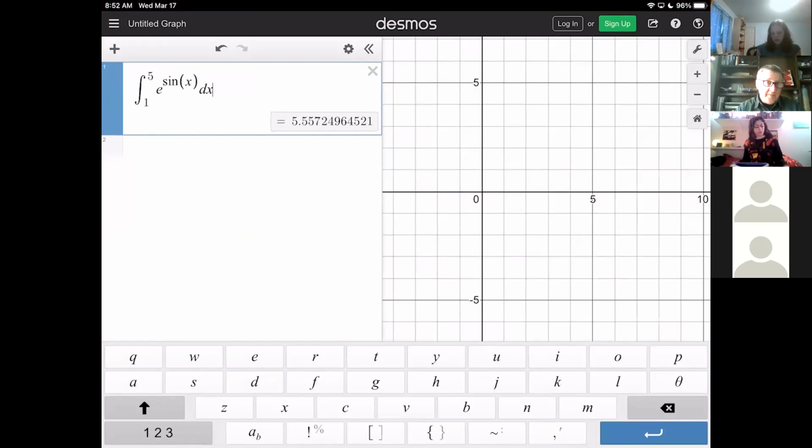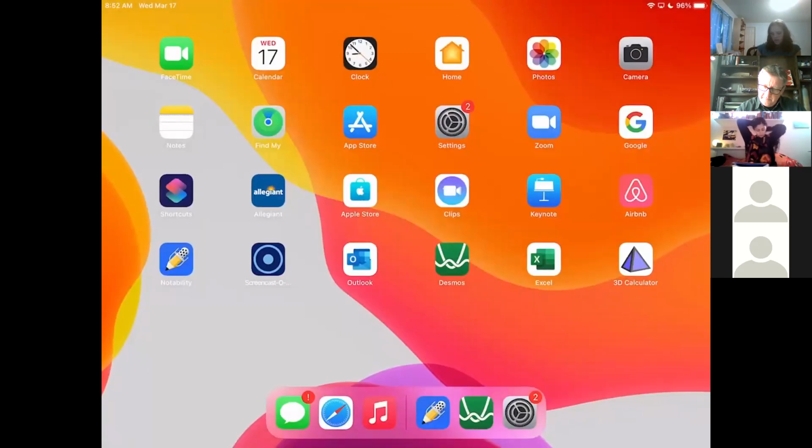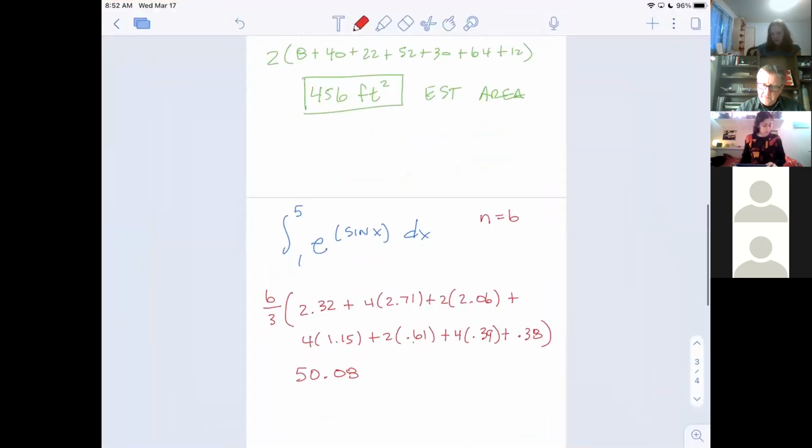And now I know, if I'm you and I'm sitting there on the test, that, well, something's wrong here. So I'm rechecking my graph. This is what you should be doing. I'm rechecking my graph. I'm rechecking my table. Did I really get this right? 2.32, 2.7, 2.06, 1.15, 0.61, 1.38.